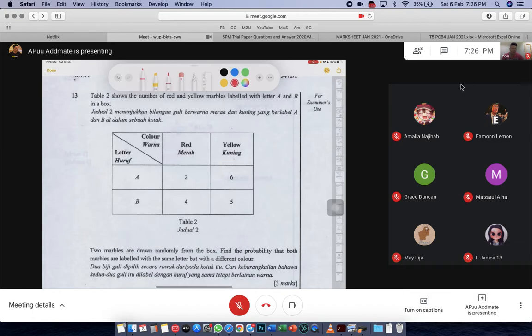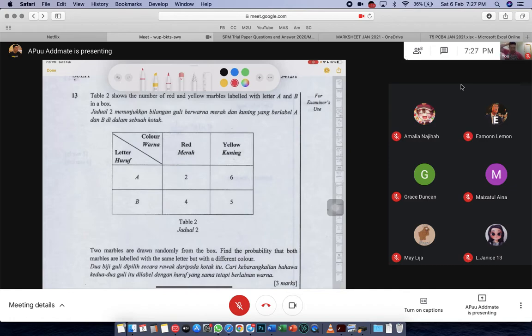Okay, anybody would like to try? Do you have an idea how to solve this part? 4/17 sikit lagi, Mei. Jawapan dia 2/17. Okay, so kita tengok apa yang kita boleh buat sini ya. So look at this question. Maybe just a bit of yang lain sikit lah, Mei ya.